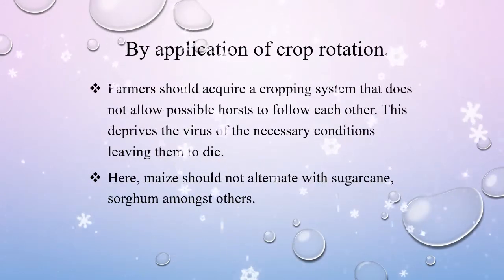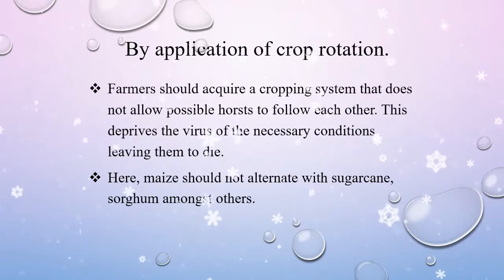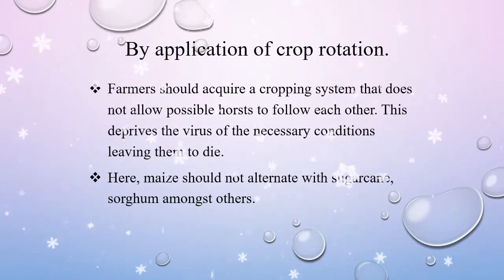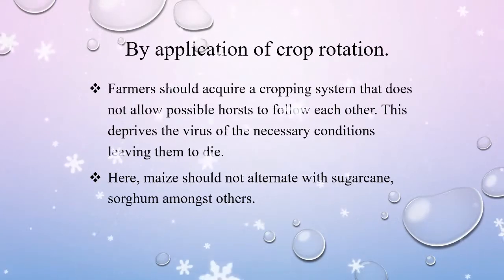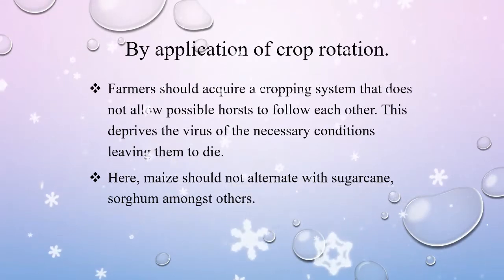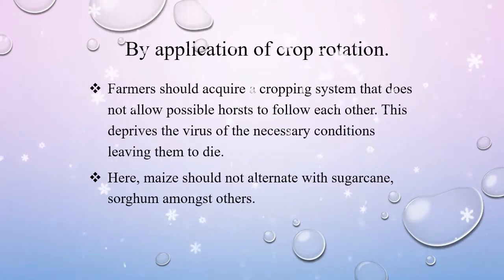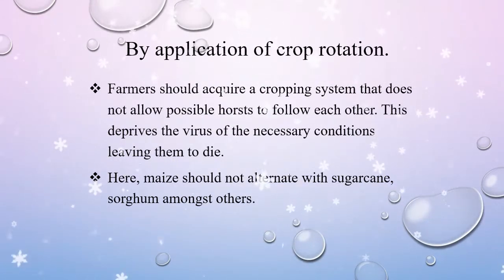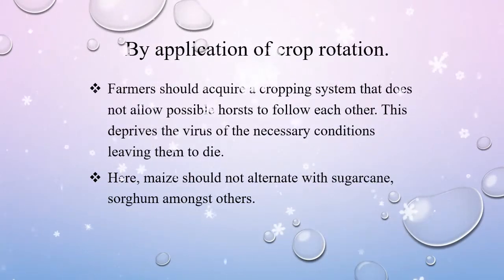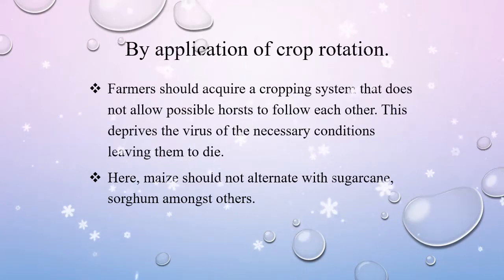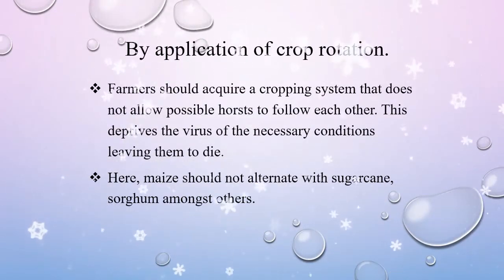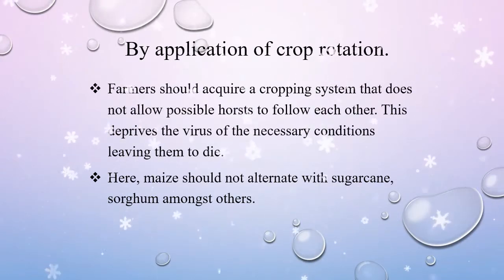Next is the application of crop rotation. Farmers should adopt a cropping system that does not allow possible hosts to follow each other. This deprives the virus of the necessary conditions, leaving them to die. Here, we mean that maize should not alternate with sugarcane. Neither should sugarcane alternate with sorghum, or maize alternate with sorghum, because they are alternative hosts.